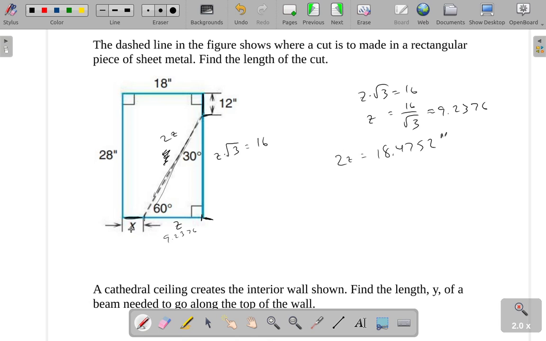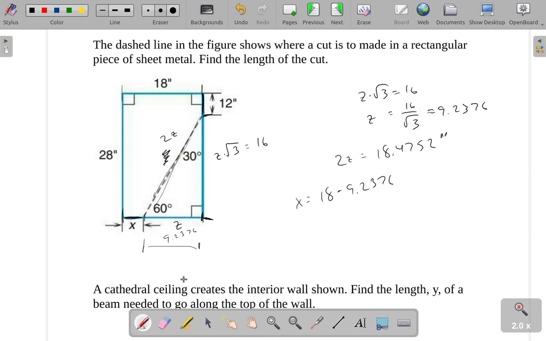The other one, so there is an x here. We don't know what that measurement is. Let's go ahead and figure that one out, even though it's not explicitly asked for on this problem. It's relatively easy to figure out what x should end up being, because we already know that this distance right here is this z. It's 9.2376. And in total, this total distance from here to here should be 18 inches. So x would end up being 18 minus 9.2376.